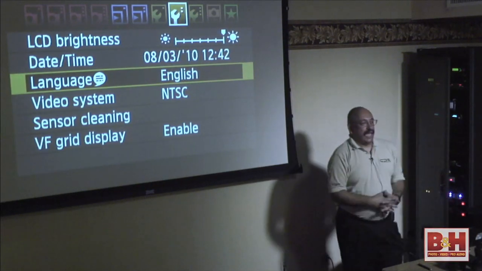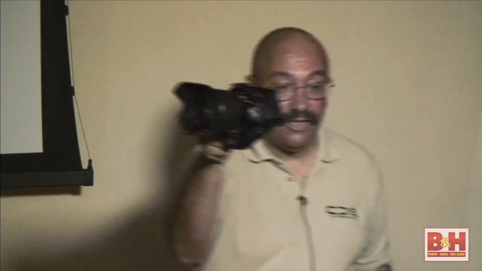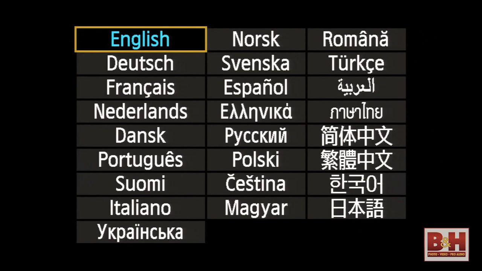Language. Kind of a remarkable thing if you really stop and think about it. We take it for granted that you can buy a camera today, and it's got the ability to give you all these different menu settings in like 25, 26 different languages. Obviously, if English isn't your first language, you want to set it to your language of choice. Now, I want to point something out to you real quick.